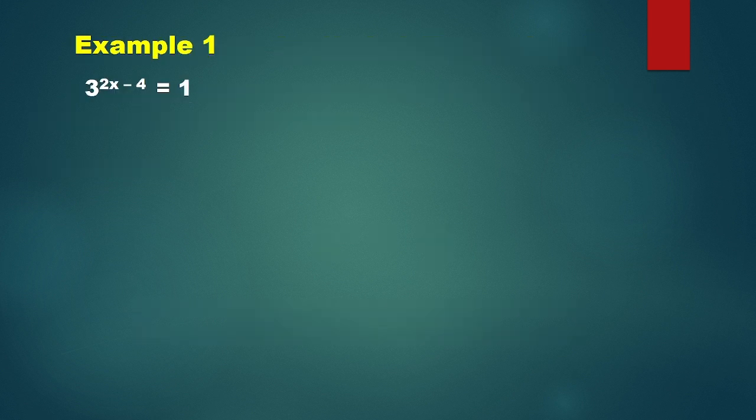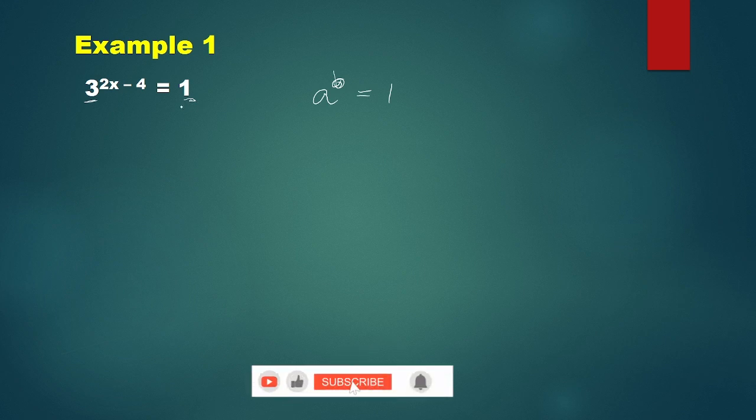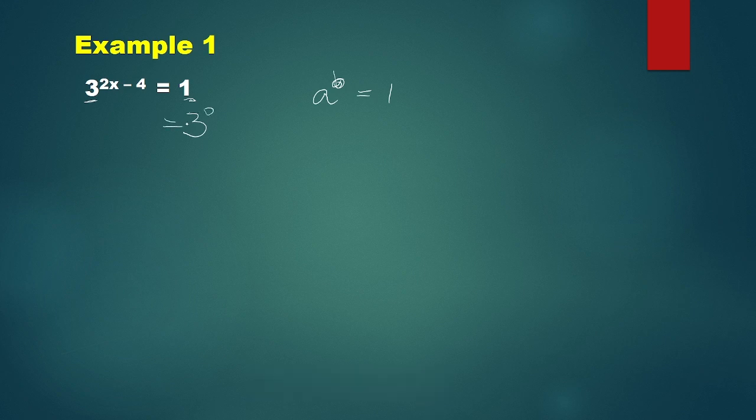Let's take some examples. Example 1. 3 raised to the power of 2x minus 4 equals 1. Now, the bases of this equation are 3 and 1. How do I make the base the same on both sides of the equation? Remember that there is a law of indices that says a raised to the power of 0 equals 1. It means that I can make this 1 become 3 raised to the power of 0, because anything raised to the power of 0 is 1.